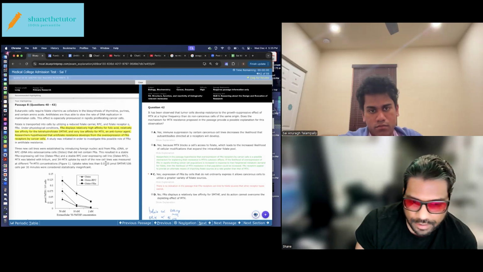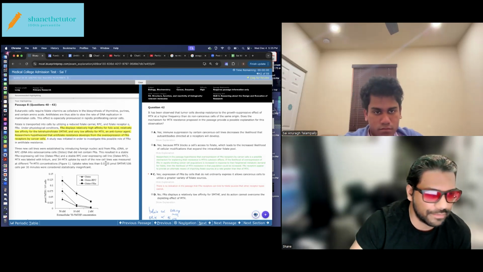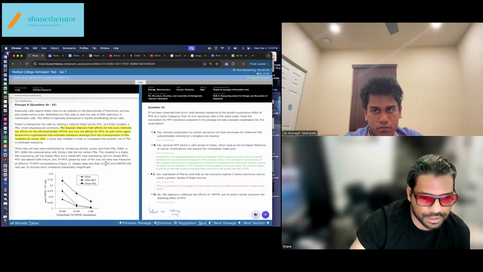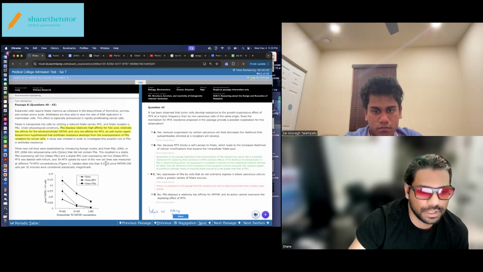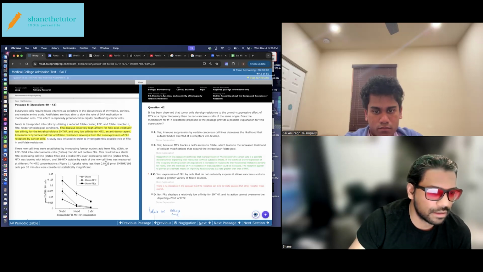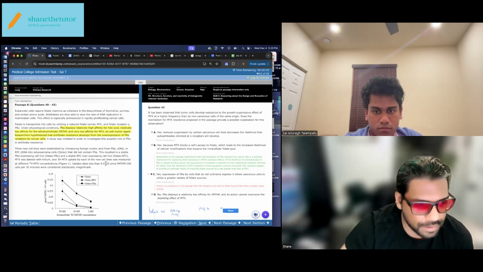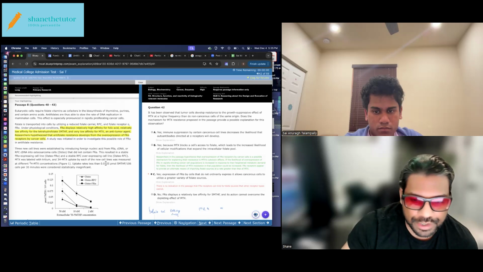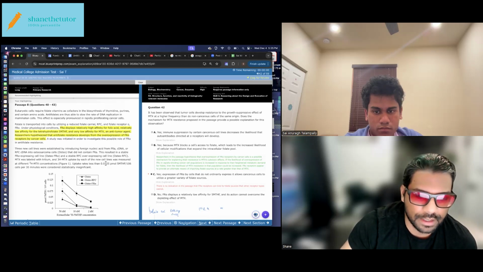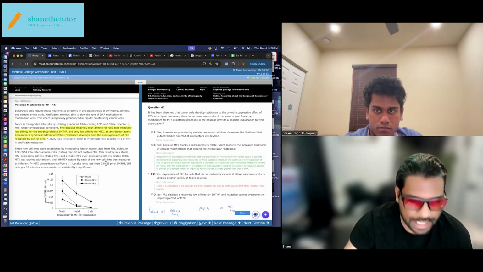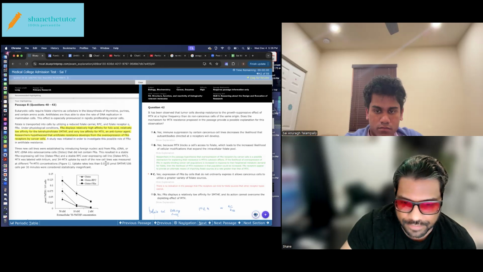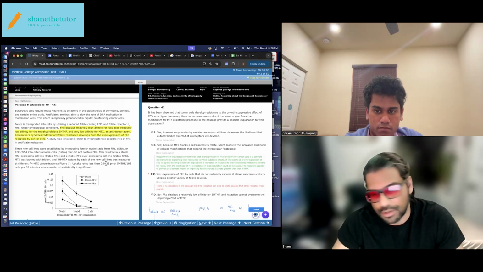But yeah, if you have an overexpression of FR alpha, it's proportional to antifolate resistance. Whatever, I'll just leave it like that.